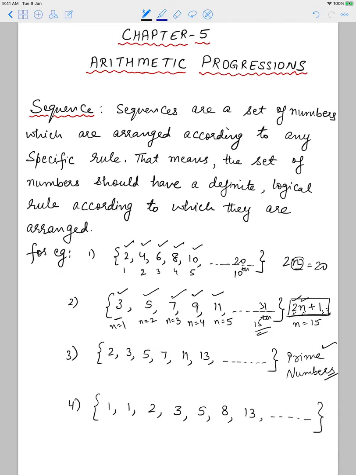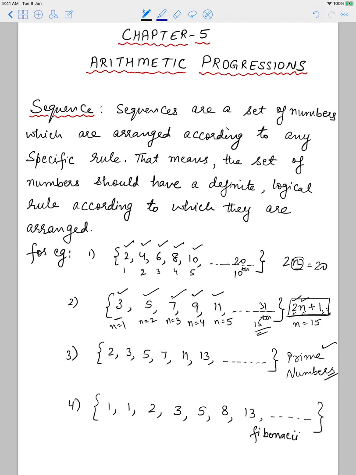Similarly, the last one, if you look at it, again there is no proper formula assigned to this sequence, but yes, these type of numbers are called the Fibonacci sequence. Fibonacci, you know what Fibonacci numbers are? In the Fibonacci sequence, each term is obtained by adding the previous two terms.